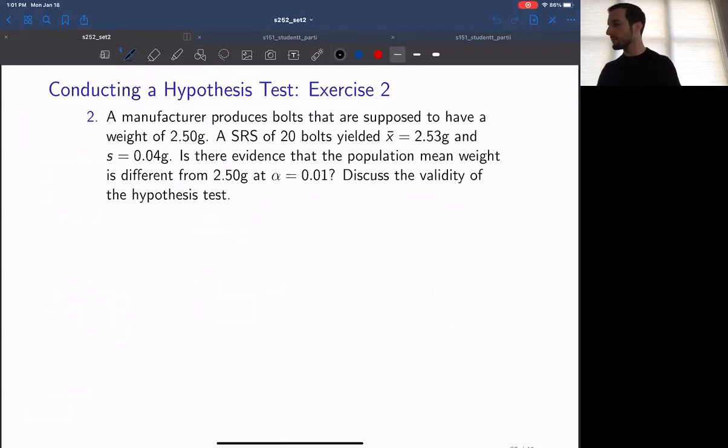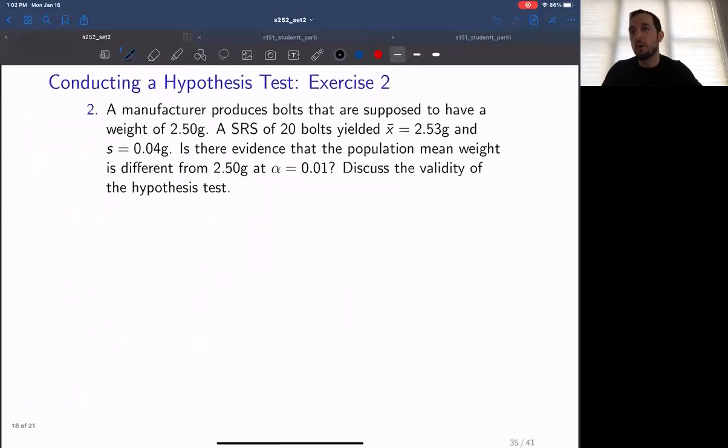So in exercise 2 on slide 35, we're going to work through an illustration of conducting a 1 sample hypothesis test when the population standard deviation is unknown. In this illustration, a manufacturer produces bolts that are supposed to have a weight of 2.50 grams. A simple random sample of 20 bolts yielded X bar equals 2.53 grams and little s equals 0.04 grams. Is there any evidence that the population mean is different from 2.50 grams at alpha equals 0.01?